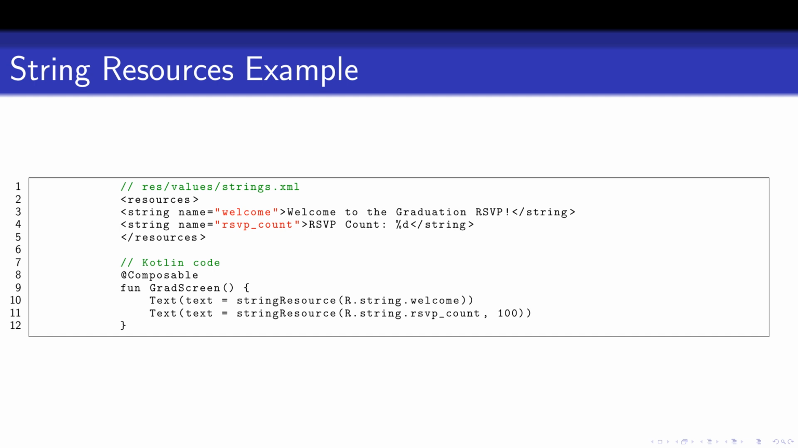Here's a practical example of how string resources work in practice. The XML file shows how we define our string resources with names like welcome and RSVP count. The second string demonstrates using a placeholder with %d for inserting numbers. In our Kotlin code, we access these resources using the string resource function. And for the placeholder example, we pass the dynamic value as a second parameter.